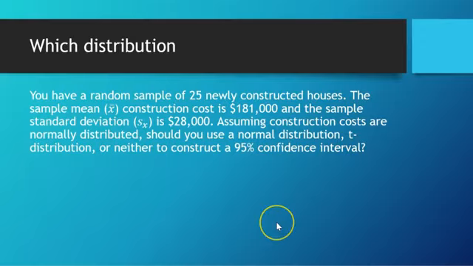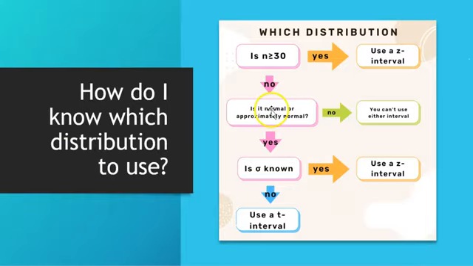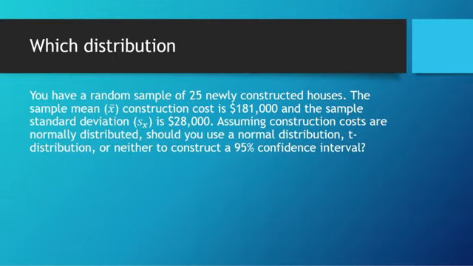All right, so we'll look at an example. We have a random sample of 25 newly constructed houses. That means I can't use z. All right, they gave me the mean and the standard deviation. Assuming construction costs are normally distributed. So there's our magic phrase. Okay, we don't know the population standard deviation because we almost never do. So for this question, I would use a t interval. All right, and that is it for 7b.